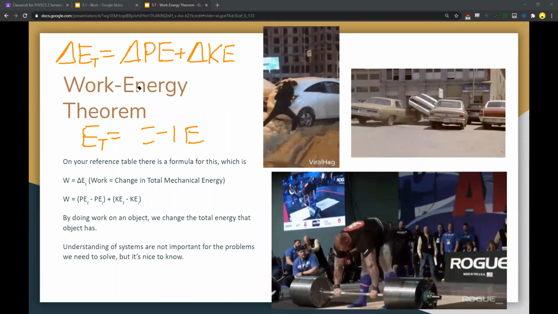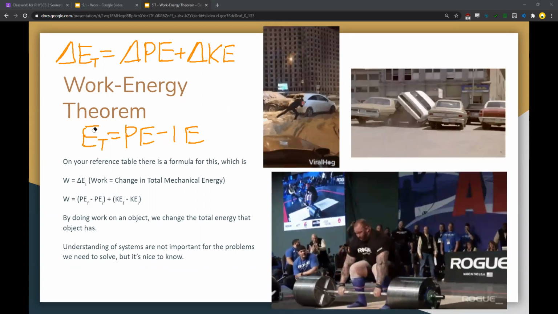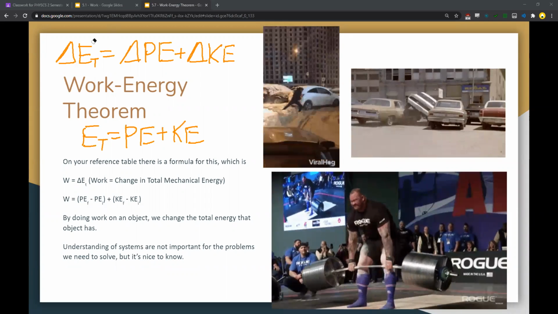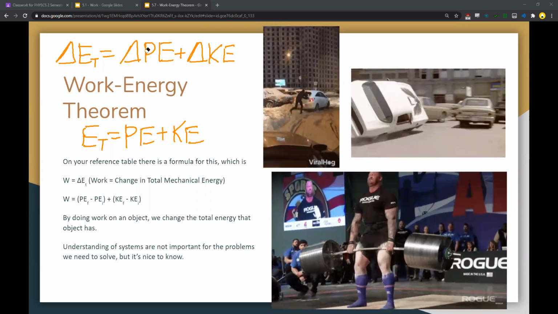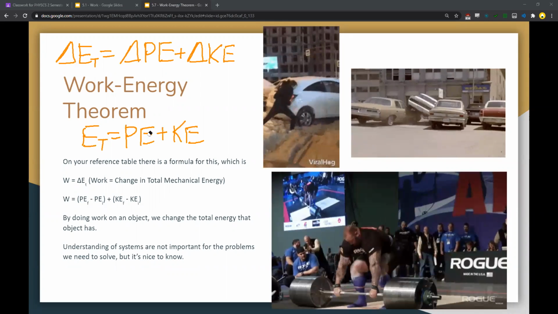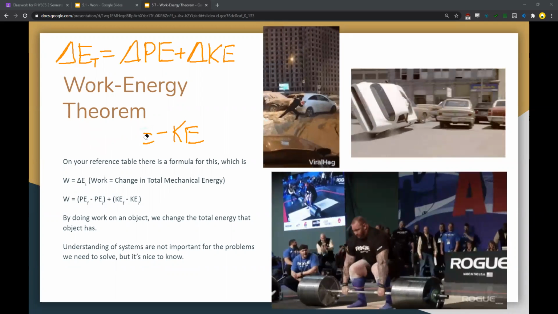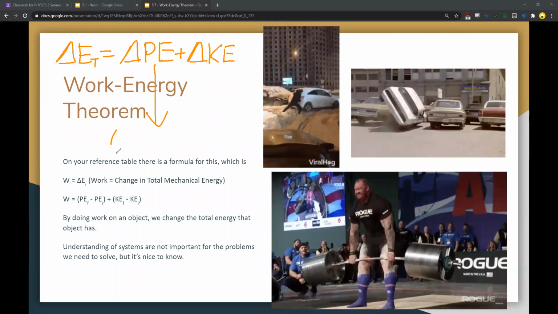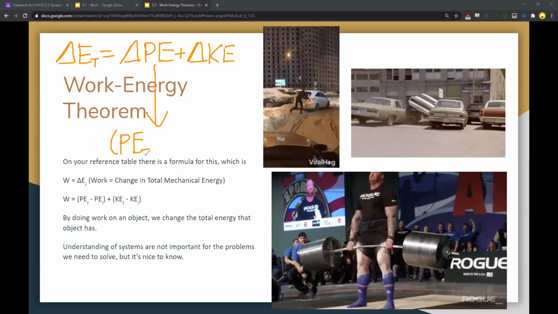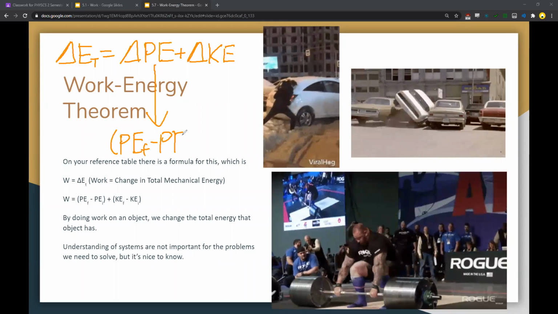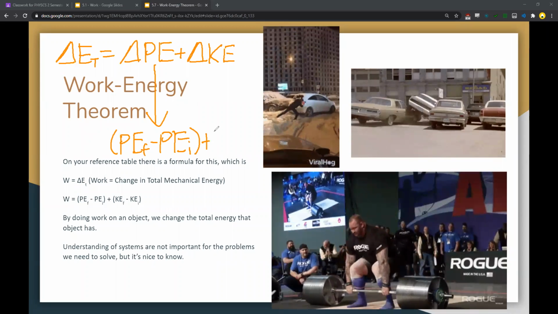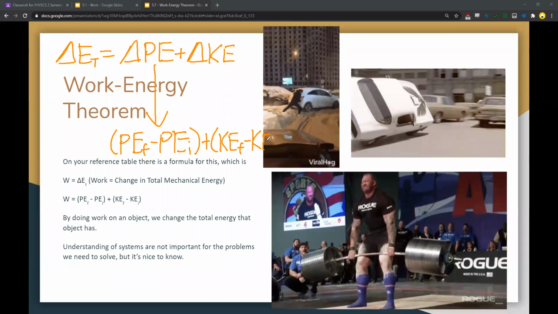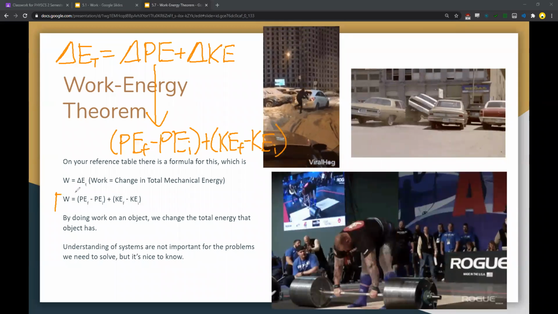So we're just going to ignore that part. So this is where the delta comes from, right? If your total energy is equal to all your individual energies, then your delta ET is equal to delta PE plus delta KE. And this becomes final potential energy minus initial potential energy plus final kinetic energy minus initial kinetic energy, which is this.